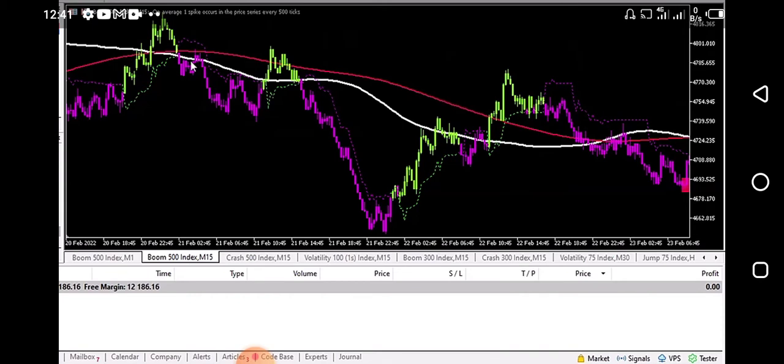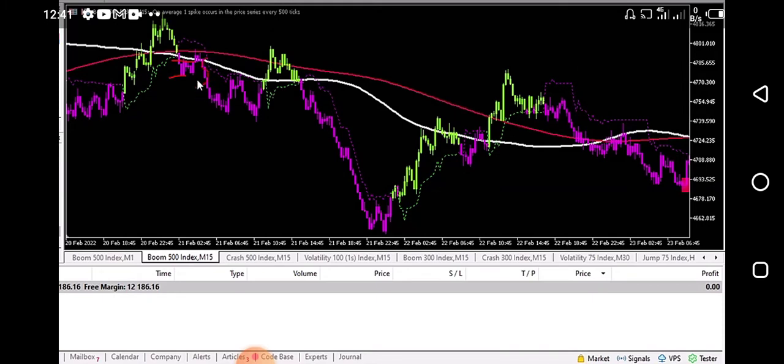As you can see, even by me looking at them, you know where you can take your sell right now, and you know where you can take your buy. You know where you can close your trade. Very, very simple, bro. Just try this.